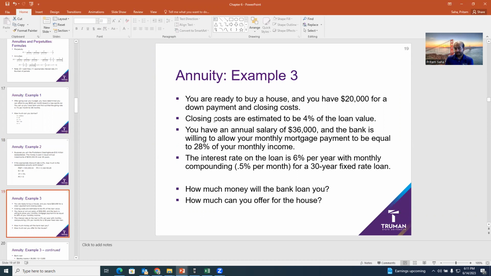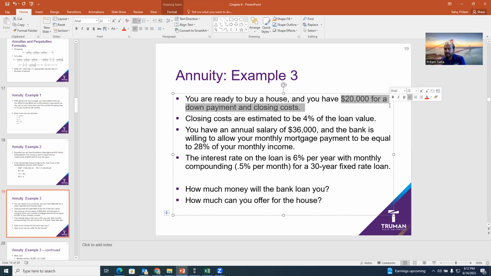Again, we're going to buy a house today. We're ready to buy a house. You have $20,000 for down payment and closing costs. From the last lectures, you know that the down payment reduces your loan value. Closing cost is a kind of transaction fee, estimated to be 4% of the loan value. You have an annual salary of 36,000, and the bank is willing to allow your monthly mortgage payment to be equal to 28% of your monthly salary.